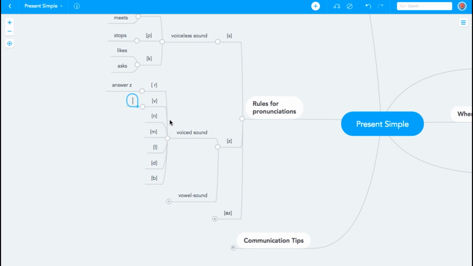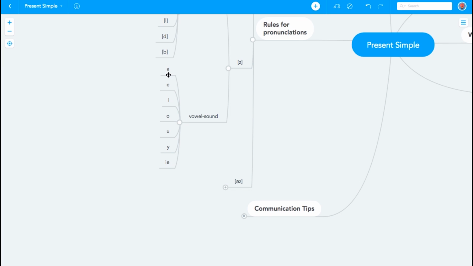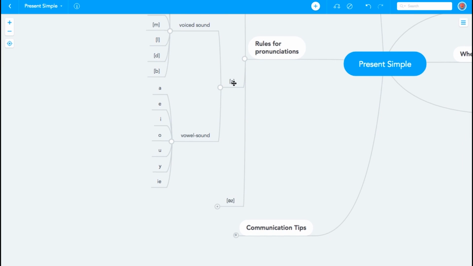Another example here will be the verb love. The last sound, remember, not the last letter, but the last sound is v. So I love, he, she, and it loves, and so on, guys. So remember, these endings go with a z, and these are voice sounds. Now, vowel sounds are a little bit different. If the verb finishes on a, e, i, o, u, y, and e, then we'll use as well the ending z. We'll explore some examples during class.